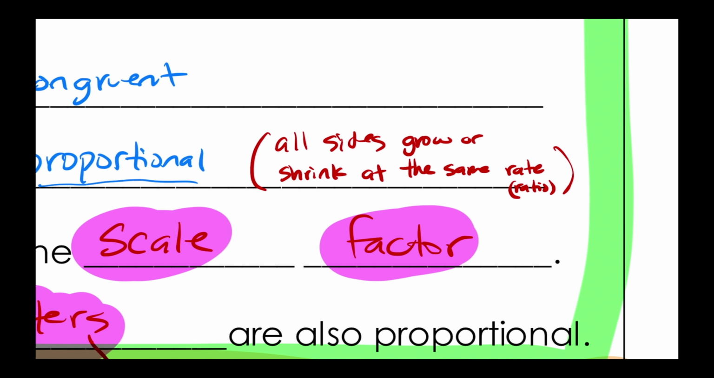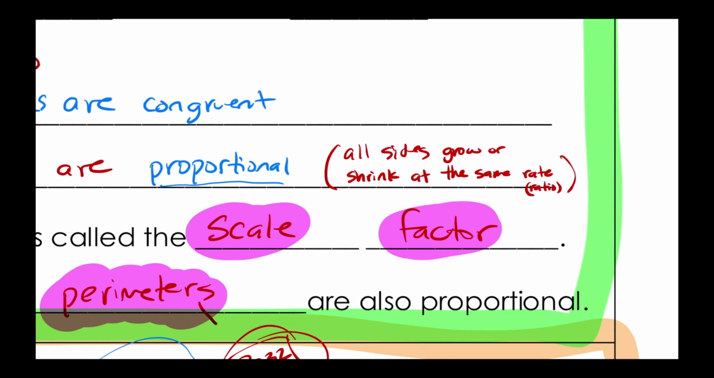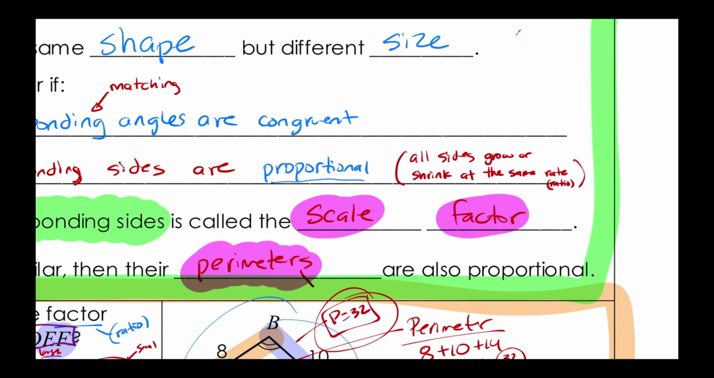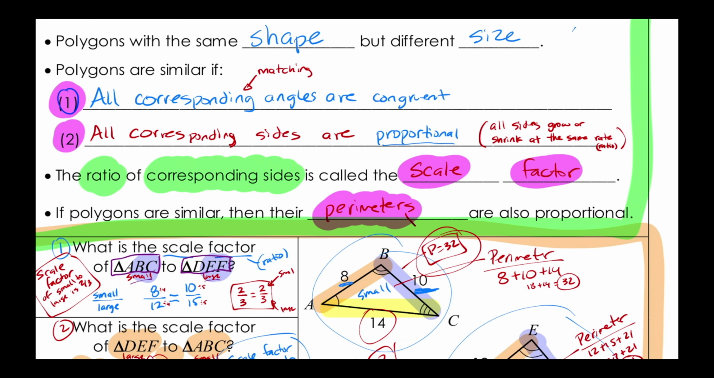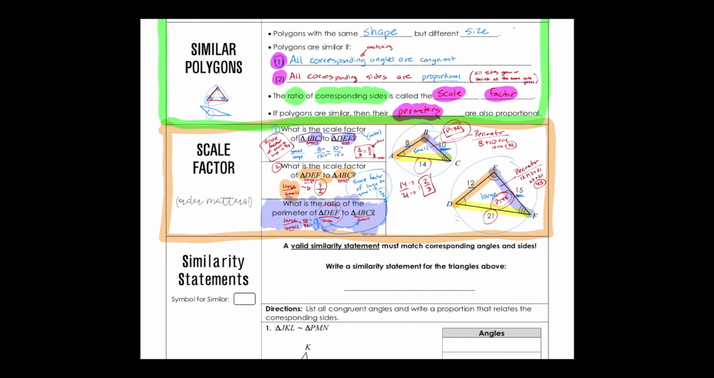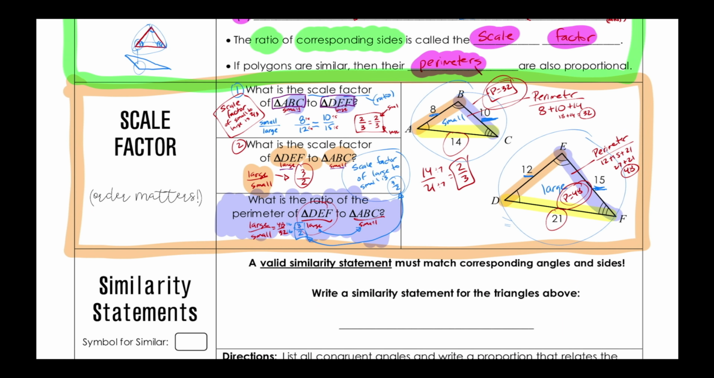You got to make sure all those ratios of comparing the sides are the same. That's the same rate, and that's called the scale factor. That ratio that you find between the two figures is this scale factor. And then perimeters also. We're not going to focus too much on perimeters, but that is also a fact that the perimeters are also growing at the same rate, at that same ratio, at that same scale factor. Then we talked about scale factors.